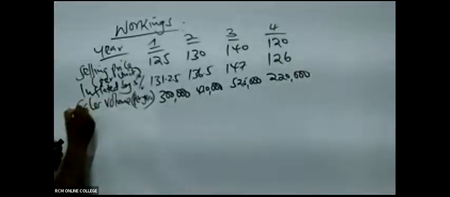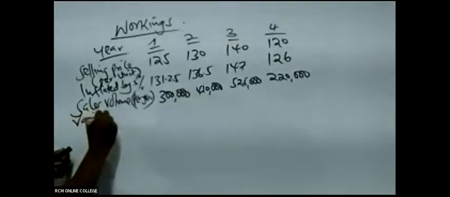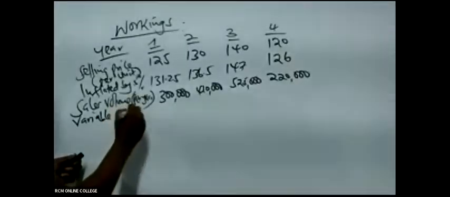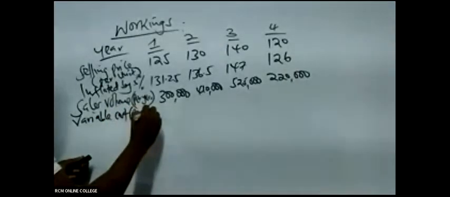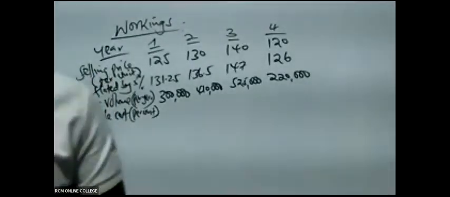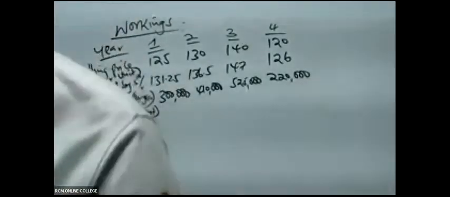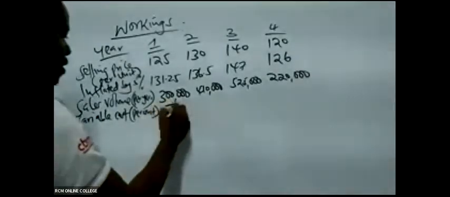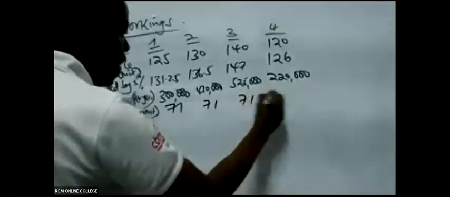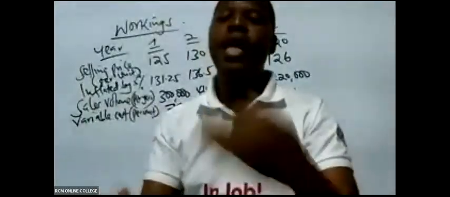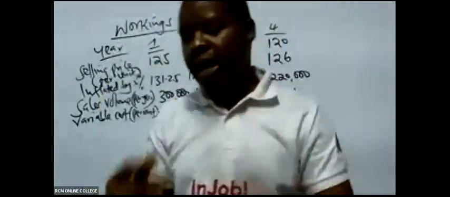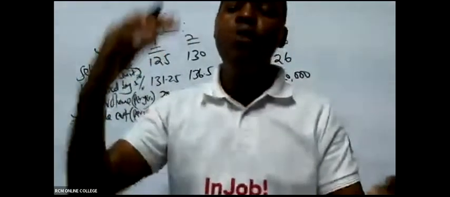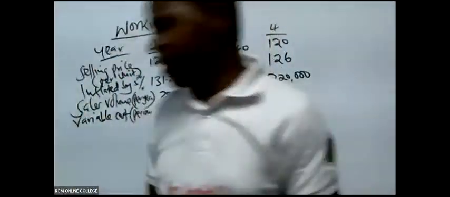Variable cost per unit. Can you give me the variable cost per unit before inflation? 71 across, 71, 71, 71, 71. Let's finish the whole process, and then we will be computing the revenues using the new rates.